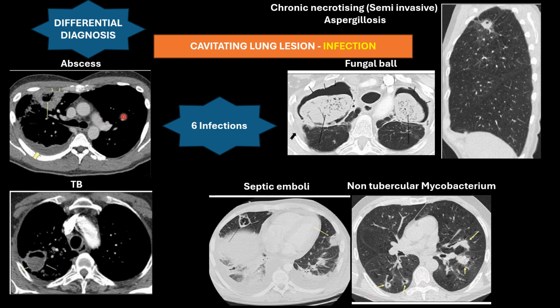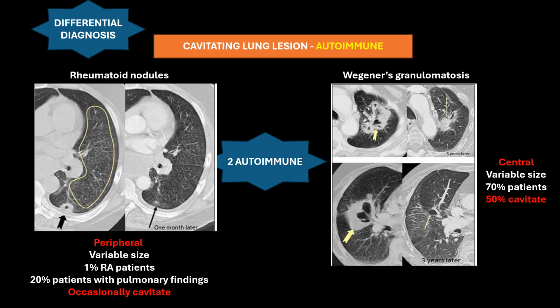So abscess and TB, fungal ball and chronic necrotizing aspergillosis, two fungal infections, and two infections, namely septic emboli and non-tuberculous mycobacteria, which have typical etiology: IV drug users, middle-aged ladies, lady with Windermere syndrome. Okay, so these are the six infections that we are going to remember for cavitating lung infection.